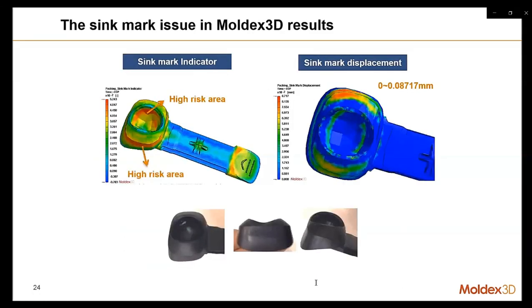So based on the one shot design, we really get a bad result on the seam mark. When we check the seam mark indicator, we can get a very high risk in the handle area. And when we check the seam mark displacement, we also get a very high value in this area. So this kind of result means the surface quality of this one-shot design is pretty not good. And we really get the same result from reality. We can see in this picture, there is a seam mark in the handle area.